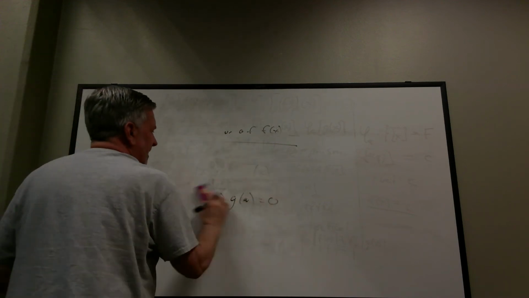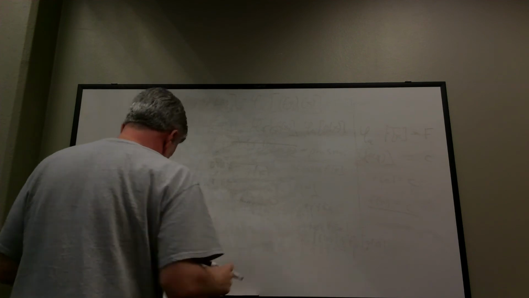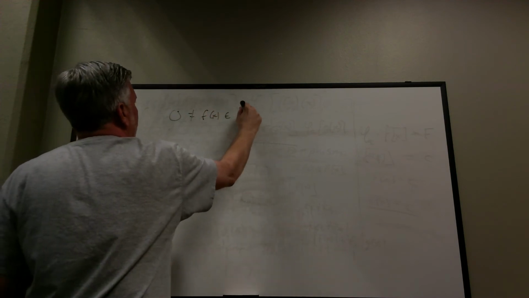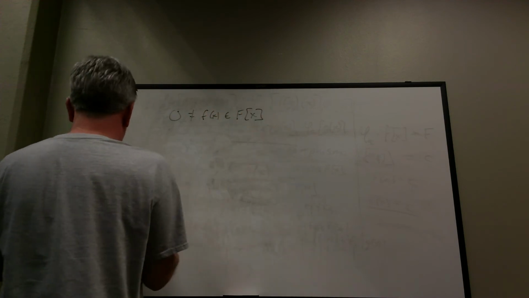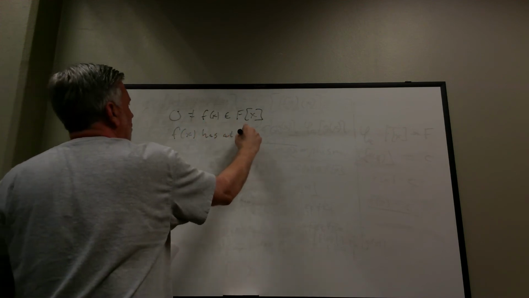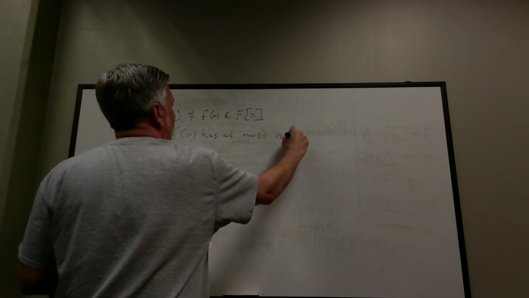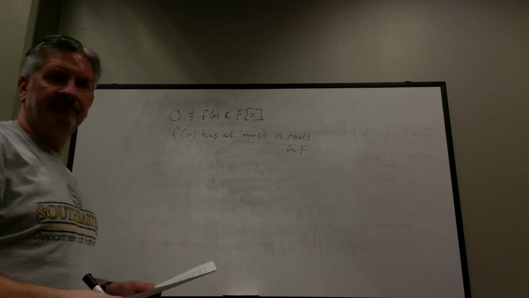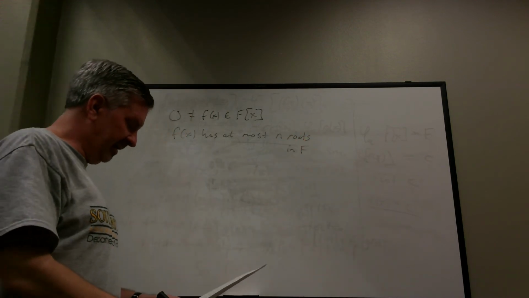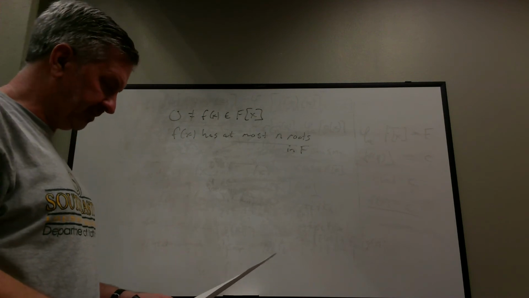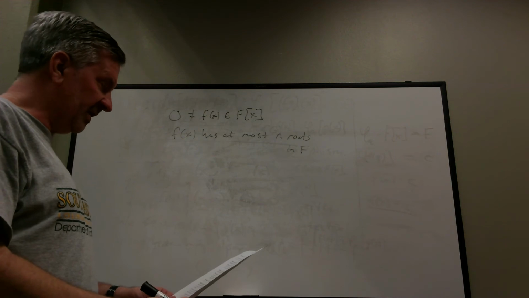Now a corollary here says pick a non-zero polynomial f in your ring F[x], then f has at most n roots in F. Now I didn't write out all the gory details of the proof here. This is just the sketch.